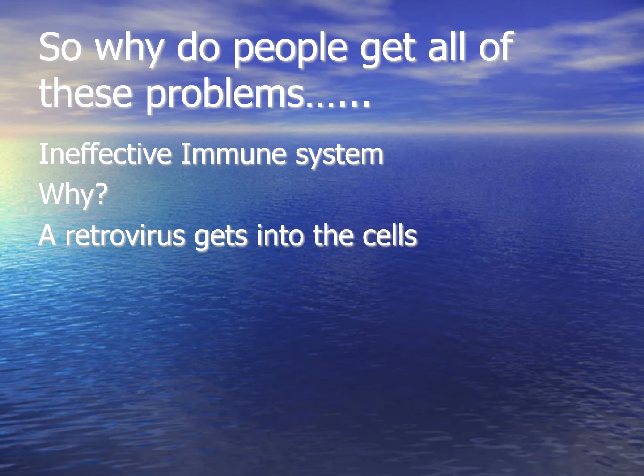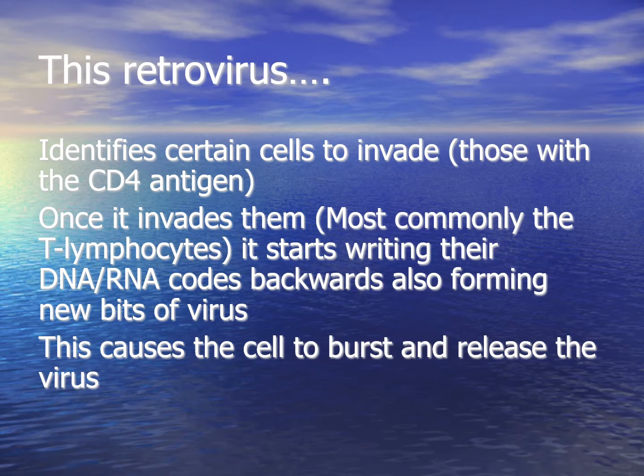So why do these people get it? Well, they don't have an effective immune system. A retrovirus has gotten into their cells. That retrovirus often attacks the cells that are CD4. It basically starts writing their RNA backwards. It then explodes, and then the RNA is transposed into other cells, and it occurs over and over again. Again, predominantly these CD4 cells. The problem is that the organism then does not have the ability to fight off infection and can develop these substantial infections and die.